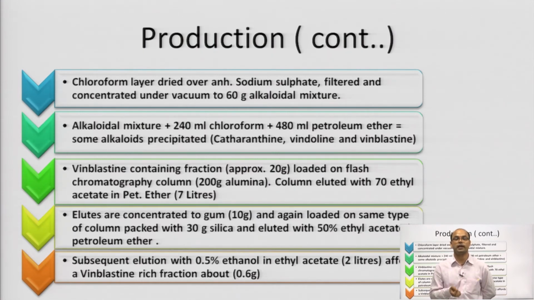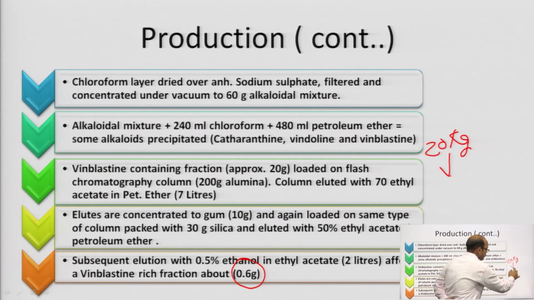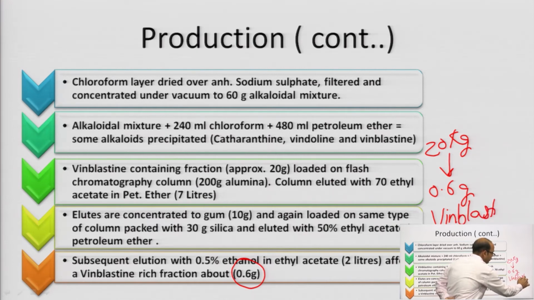So in this way we can separate the Vinca alkaloid vinblastine from the leaves or from the raw material to the final state. Subsequent elution with 0.5% ethanol in ethyl acetate affords vinblastine rich fraction, which is about 0.6 gram. So it is very important to note here that from 20 kg of raw material we have got only 0.6 gram of vinblastine. So you can calculate easily the percentage yield from this method.